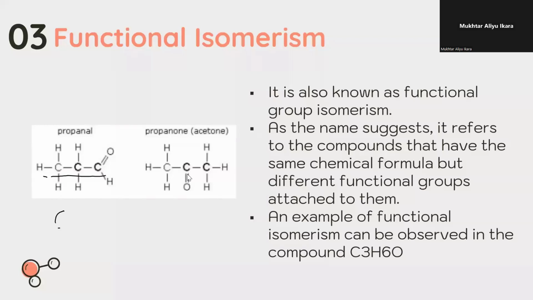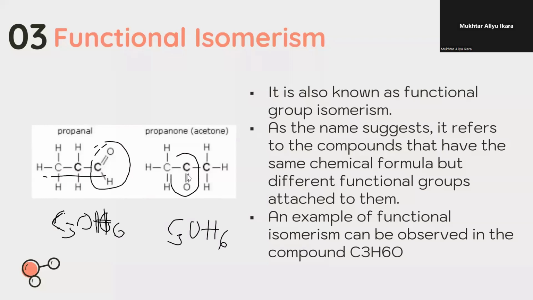So you have 3 carbon, 1 oxygen, and 6 hydrogen. Here there are also 3 carbon, 6 hydrogen, and 1 oxygen. So you see the number of carbon and hydrogen atoms are all the same in the two compounds, but this is one functional group and this is another functional group. So they are not the same functional group.